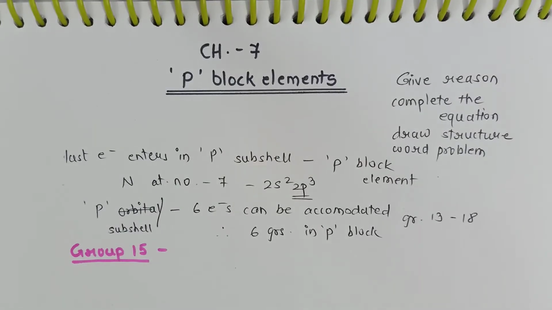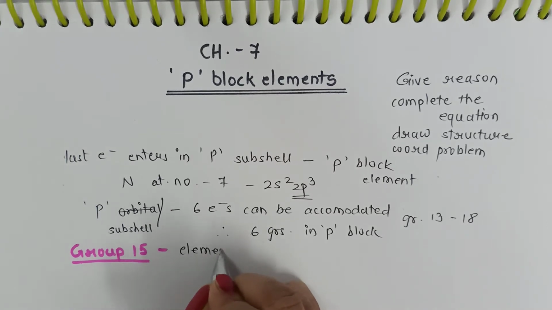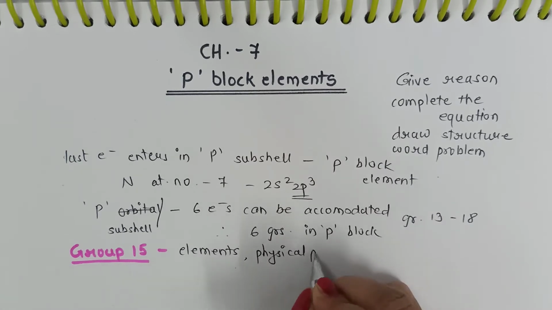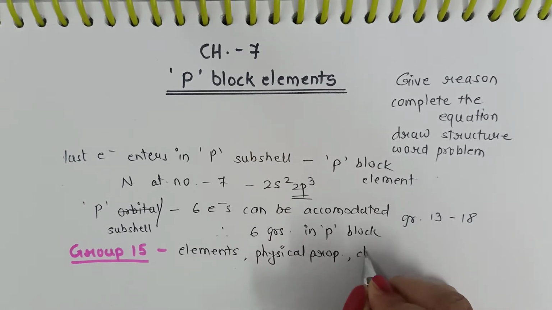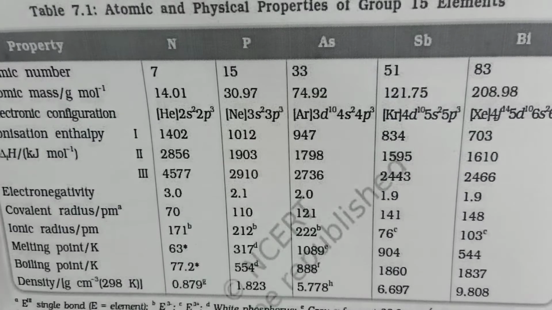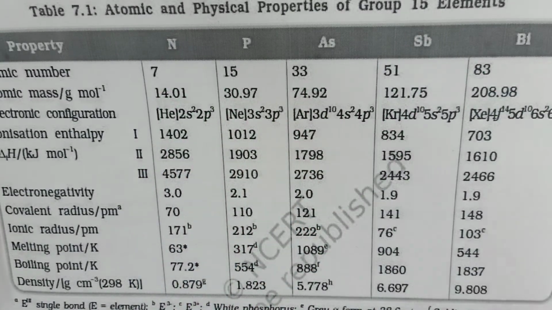Now whenever we have to study certain group, then we have to study the elements present in that group, the physical properties of all the elements of that group, the chemical properties, and certain compounds of that group. When we are discussing physical properties, we'll be discussing oxidation states also. So we'll begin with group 15. So group 15 elements are nitrogen, phosphorus, arsenic, antimony and bismuth.